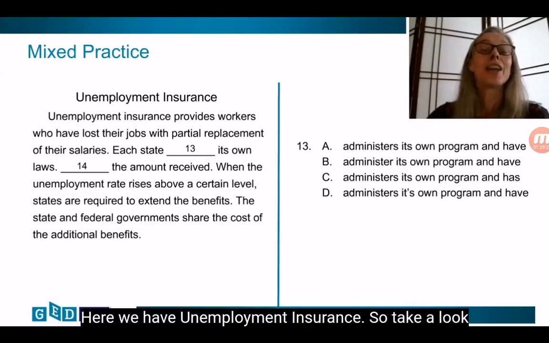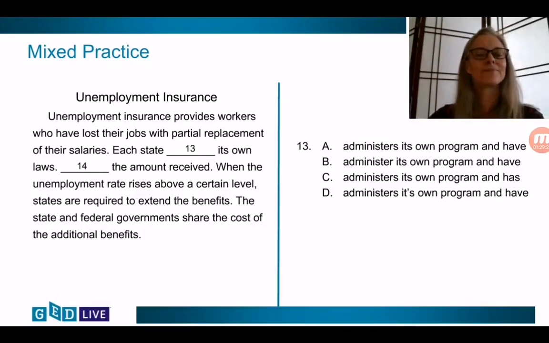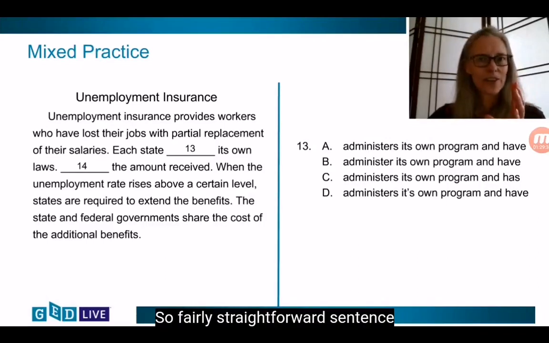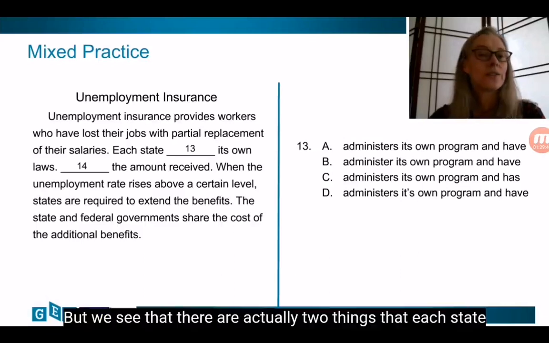Here we have unemployment insurance. So take a look at this one, pause, come back when you're ready. Fairly straightforward sentence here: each state blank its own laws. But we see that there are actually two things that each state does, right?